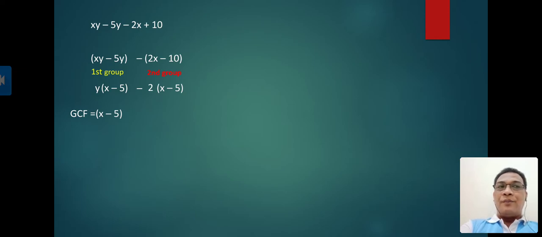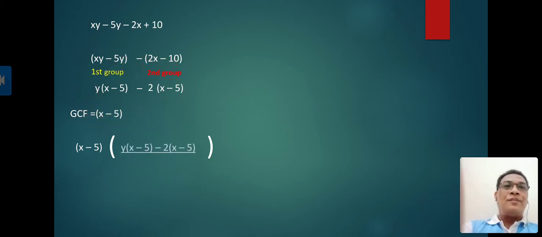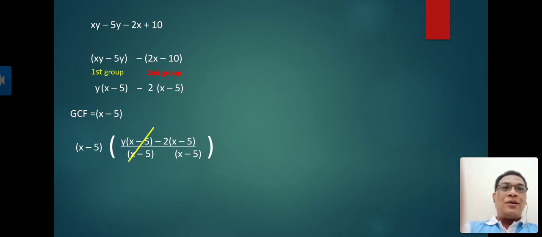Now, as in our previous video, we would like to have the factor form: GCF multiplied by your derived polynomial divided by your GCF. Again, x minus 5 will be cancelled out and another x minus 5 will be cancelled out. So we have here x minus 5 multiplied by y minus 2. And that is your factor form.